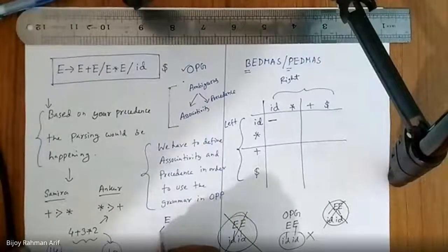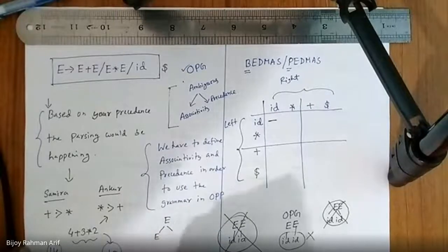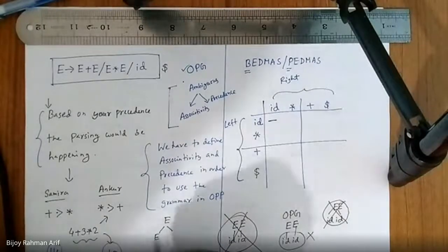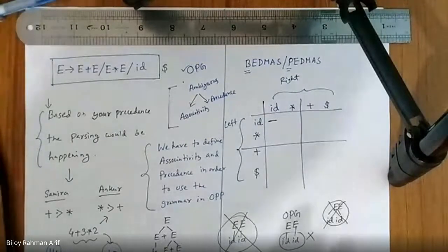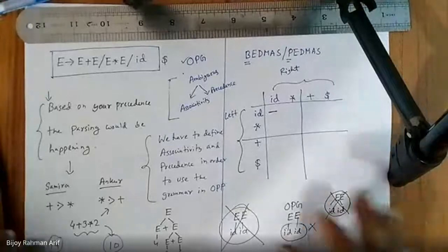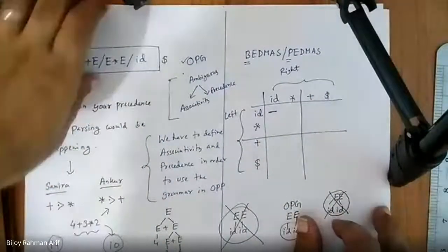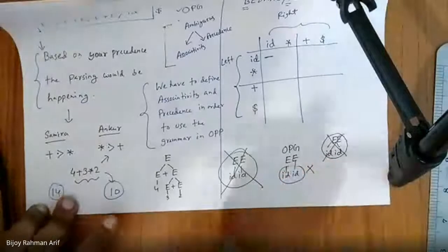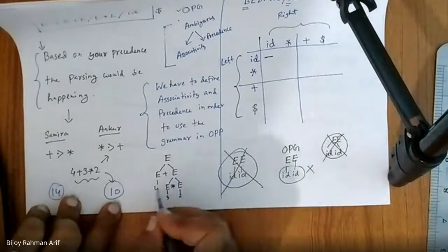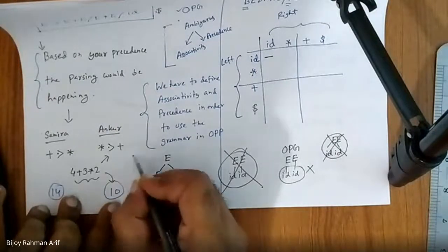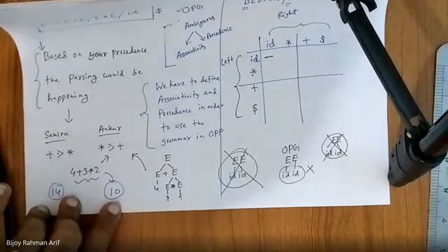E derives E plus E, then E derives E star E. Then this one becomes 2, this one becomes 3, this one becomes 4. Whenever we parse, you can remember E derives E plus E, then this E derives E star E, then this one becomes 4, this one becomes 3, this one becomes 2, if we apply this associativity.